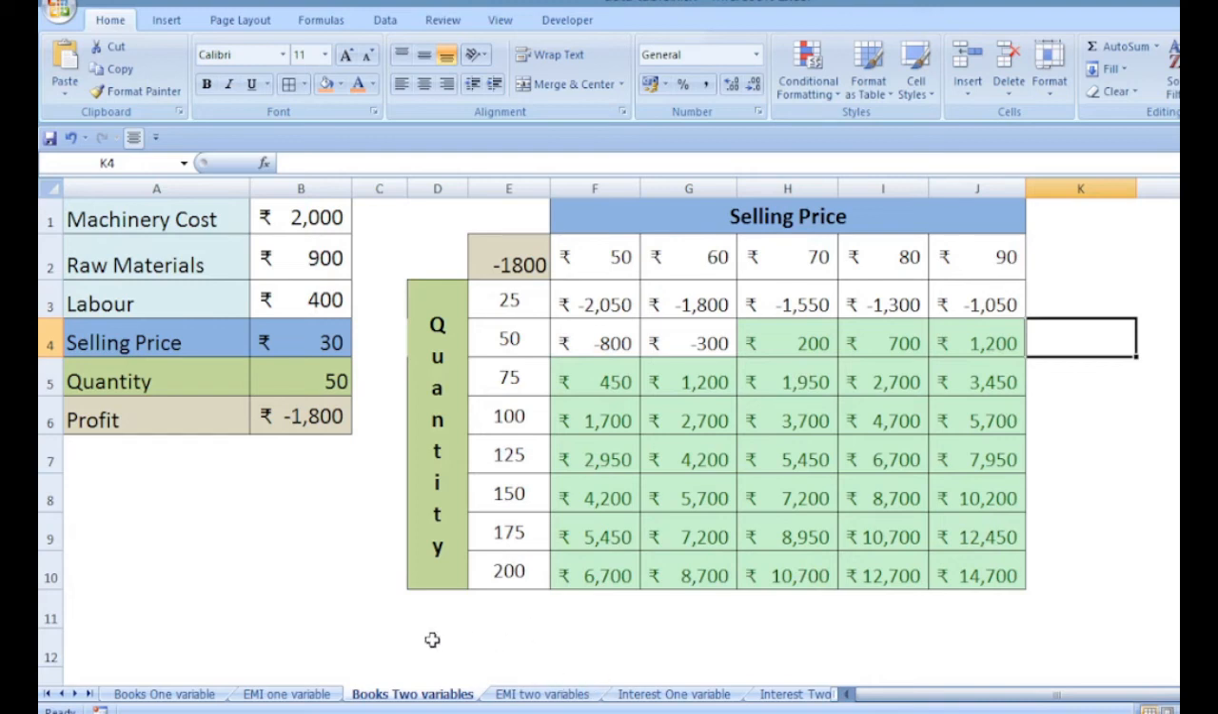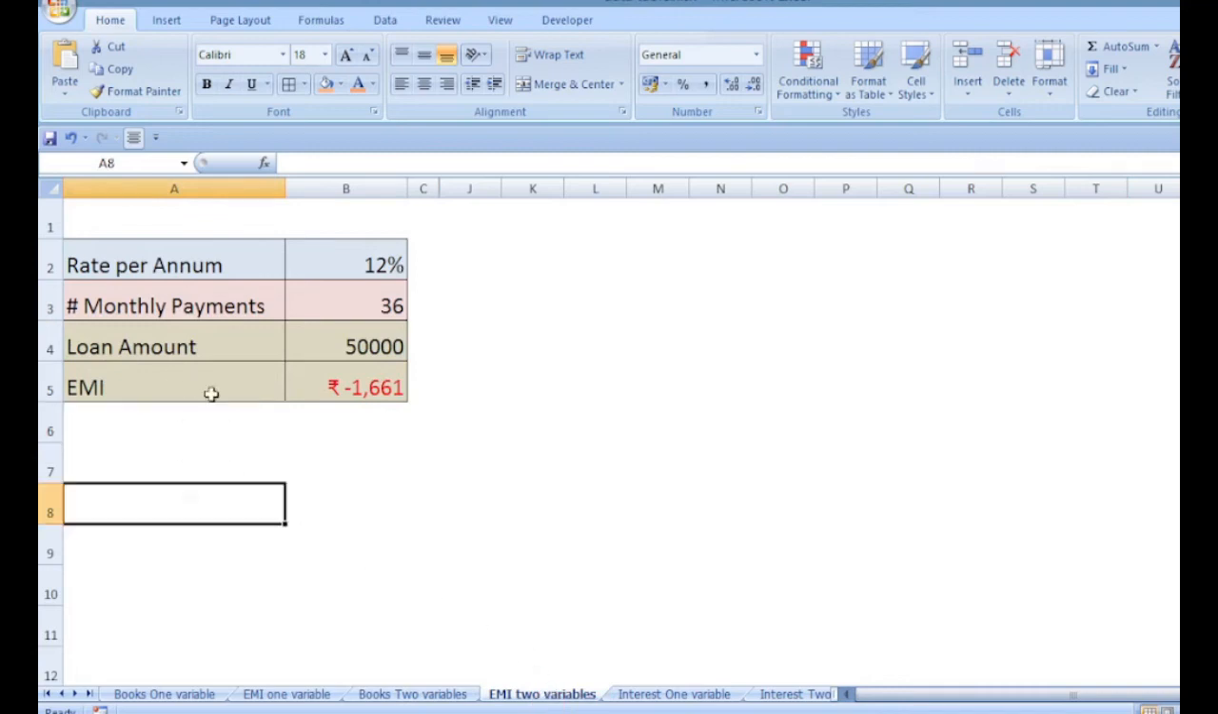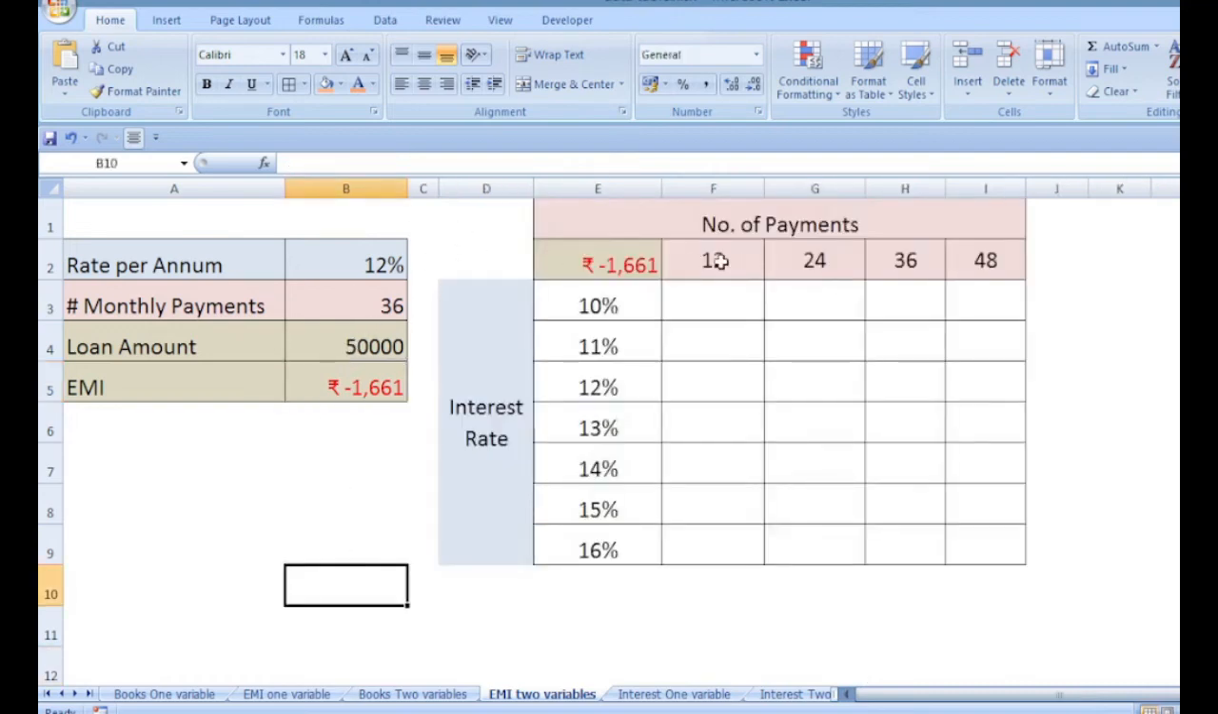Next we'll go to the same EMI example, but now we are going to change two variables. When I have two variables, I can have only one formula. So I just take only the EMI. Now we have got three variables and one formula. I can change any two of these variables. So as usual, I put the number of payments in the row and the interest rate in the column and the formula in the intersection of this column and the row.